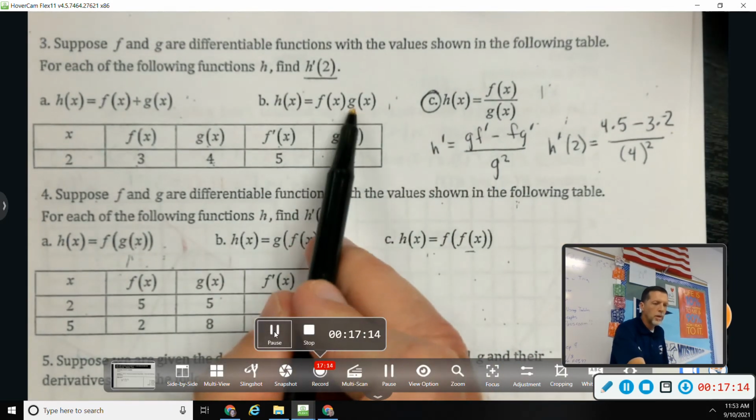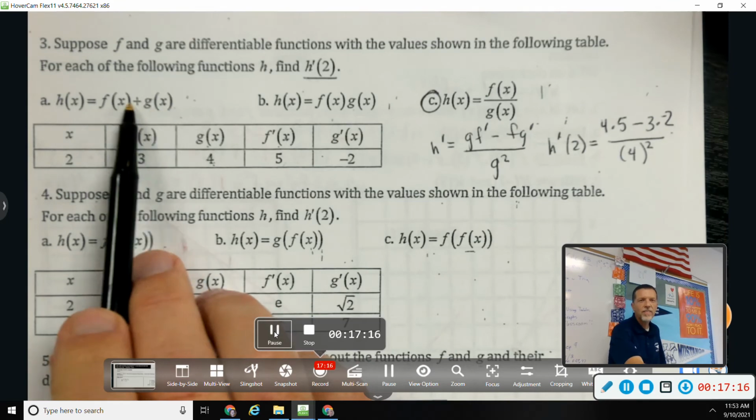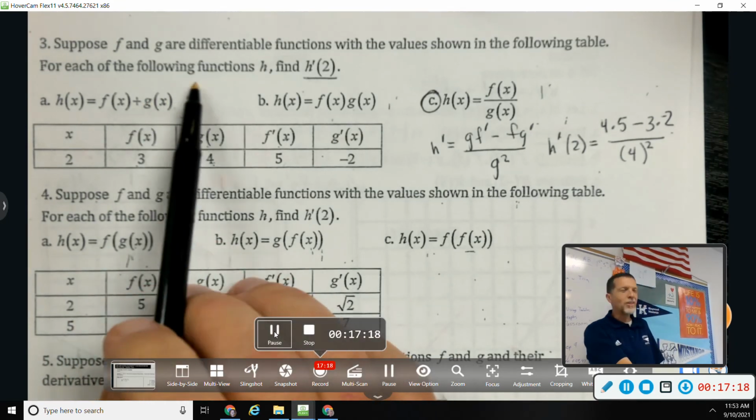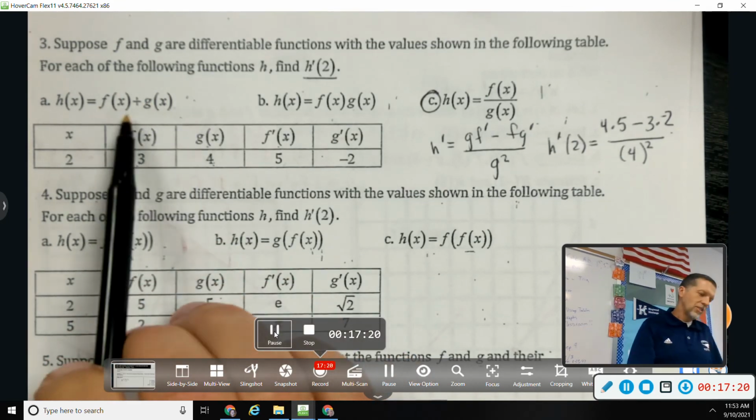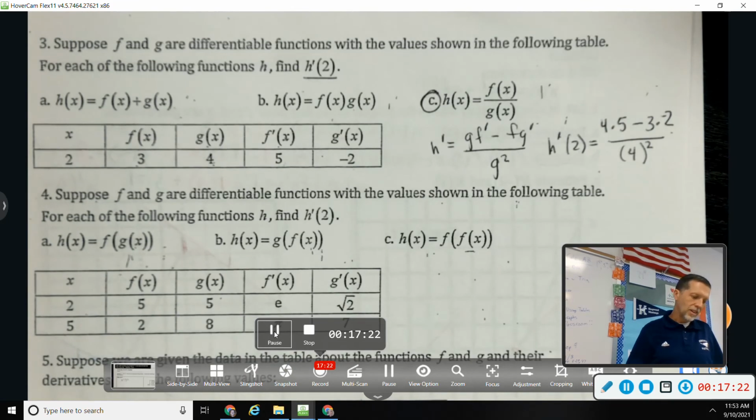B would be the product rule. For h, you would just have to add them together, right? The guy in the video referred to the sum rule, but you just sum them. That's not hard. Number 4.